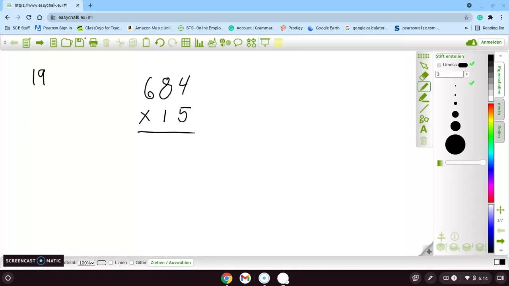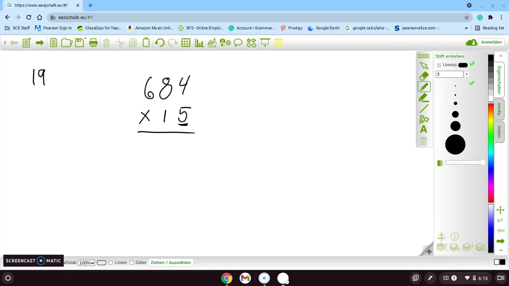Okay, we're doing pages 141, 142 of volume 1. We are doing problems. Actually, I said that wrong. We are doing pages 139 and 140. We're doing problems 19 through 25. So I have problem number 19 set up. It's 684 times 15. So I'm just going to get started.